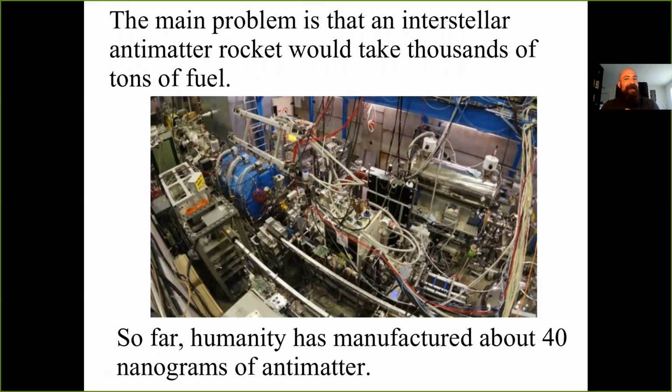But we don't really know how to manufacture antimatter efficiently enough. So far, the human species to date has manufactured at enormous expense about 40 nanograms of antimatter. And a manned interstellar mission is estimated to take thousands of tons of fuel. So obviously we need to do a whole lot better on our antimatter generation technology, as we currently wouldn't be able to afford to manufacture enough for even one mission.